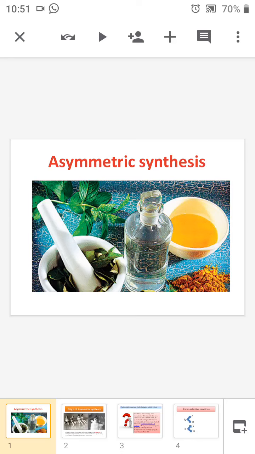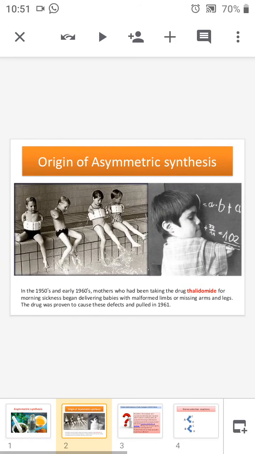Good morning everybody. Today we are discussing the next topic in organic chemistry, that is asymmetric synthesis. Asymmetric synthesis originated from an event in 1950.